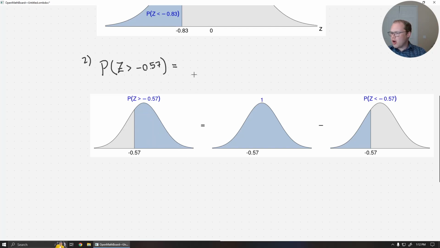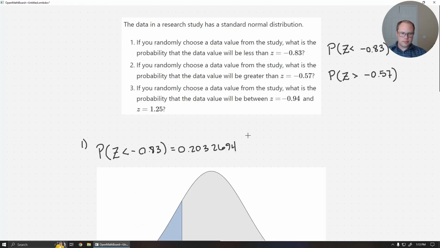This is the approach we always take when we are calculating the probability involving a greater than symbol like this. Rather than calculate the probability directly, it's 1 minus the probability that z is less than that value. So this was 0.7156612. Okay, one more to go.